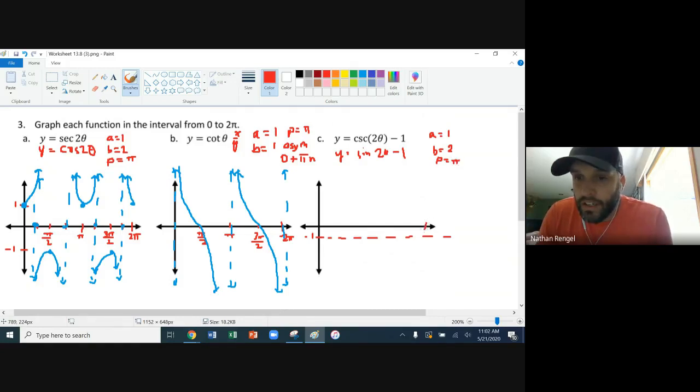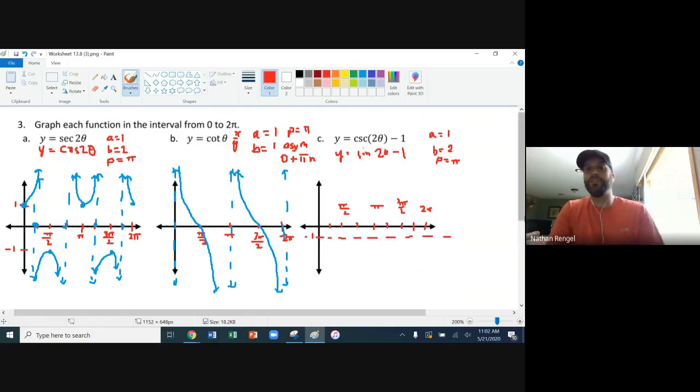So we'll start making our labels. So there's 2 pi. There's pi. And we'll go halfway between pi and 0, which is pi over 2, and 3 pi over 2. And in between then, because we're graphing 2 periods, 2 cycles, I should say, that's going to bring us to those intervals.